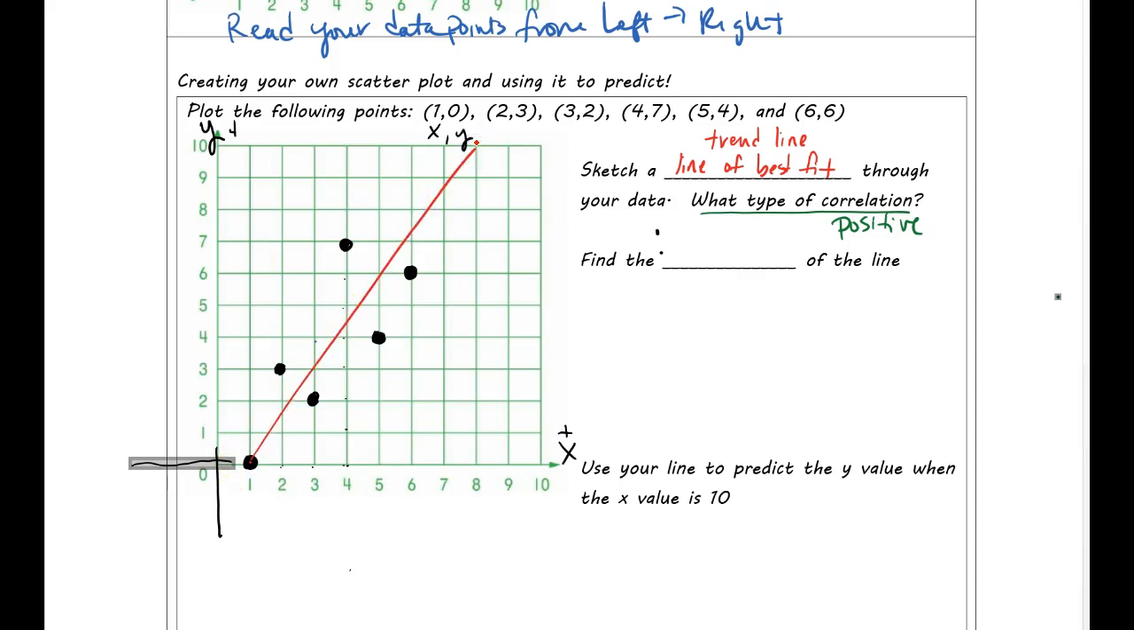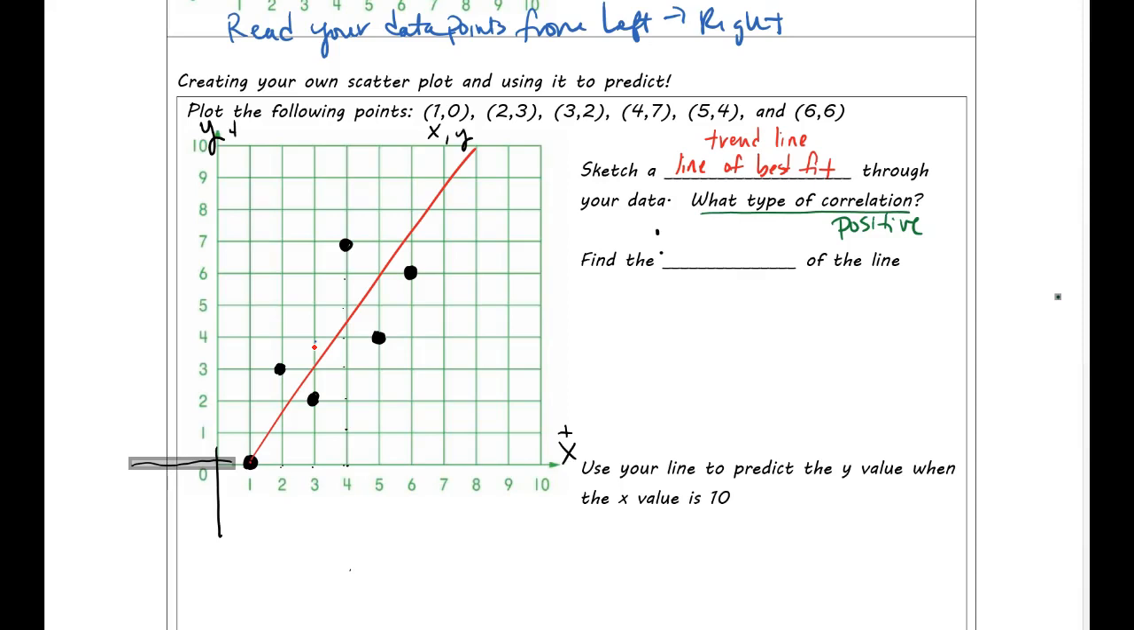Okay, so notice my red line goes through all the points. And by through, it didn't intersect them, but it went in between them, okay? And now that we've done this, we can use our line to make predictions, okay?